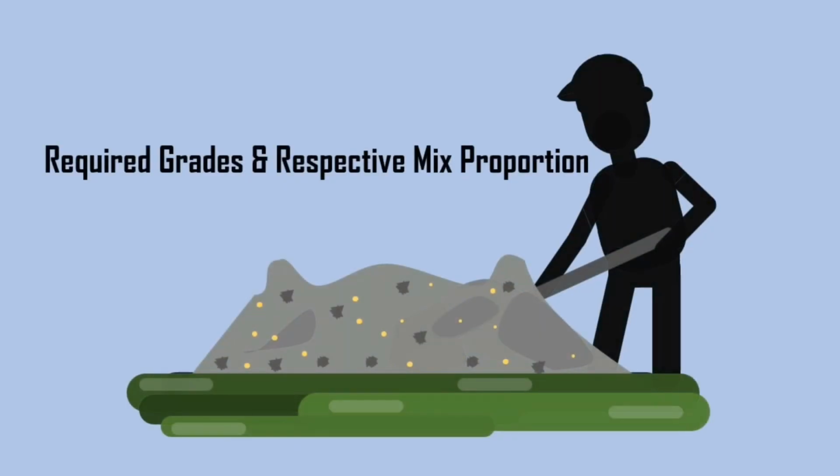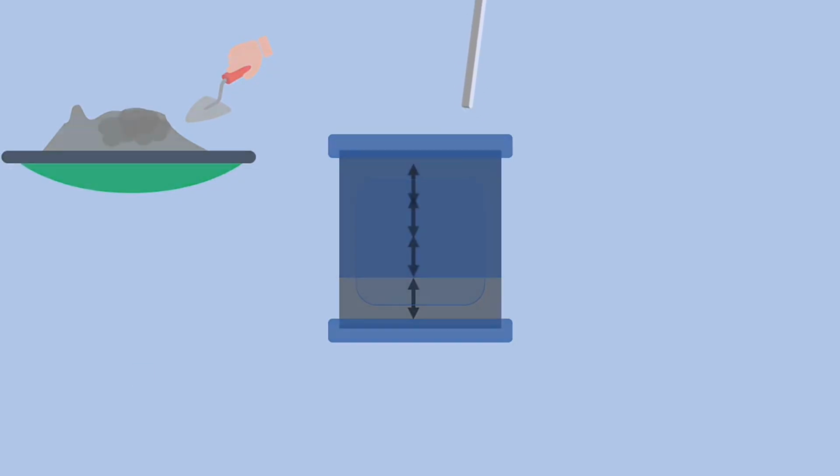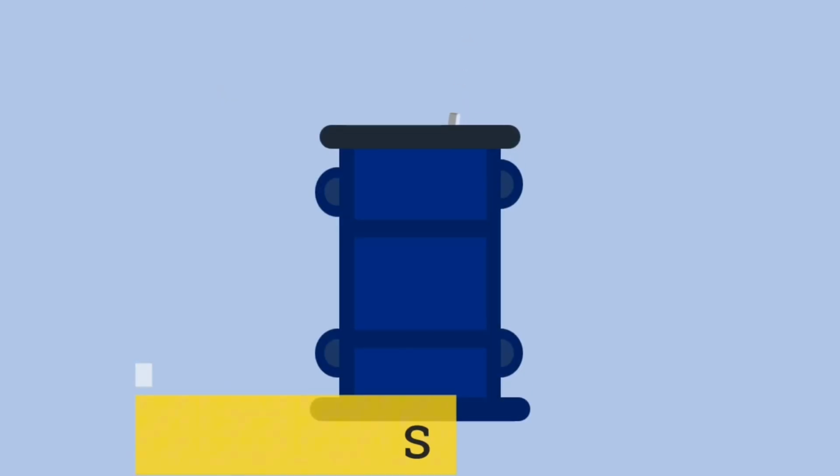Generally, the fresh concrete is prepared according to the required grades and the respective mix proportion. Once the fresh concrete is prepared, the inner surface of the mold is greased to avoid sticking of concrete. The prepared fresh concrete is then filled in the mold in 4 layers. After filling each layer, tamping should be done 35 times for cube and 25 times for cylinder using a standard tamping rod. Once the mold is filled, level off the top surface with a trowel.